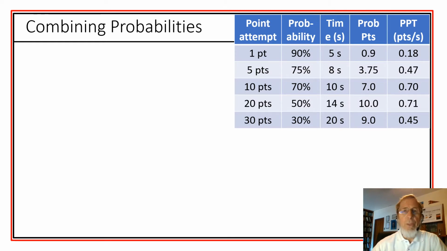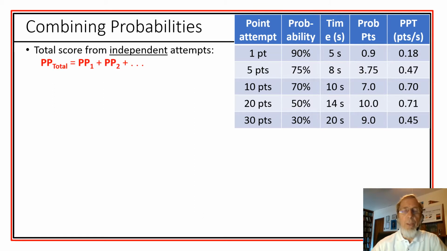Now, there are times when we need to combine probabilities because we're going to be scoring multiple times or attempting multiple times. Now, if we're attempting to score in independent attempts, in other words, success in one doesn't affect whether we're successful in the next attempt, then our probable points is simply whatever the probable points was for the first attempt, plus the probable points for the second, and so on.